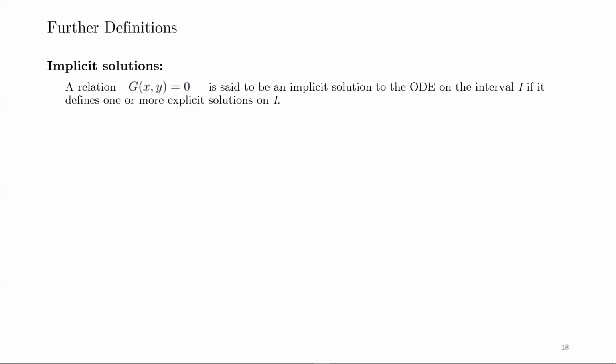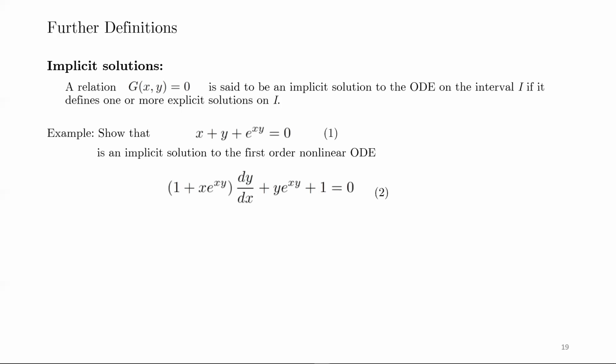Okay, so we looked at explicit solutions where we could write y of x is equal to some function of x. But sometimes that's not possible. So we have something called implicit solutions. We have some function which I'm calling g here, which is a function of two variables, x and y, equal to 0. It's said that this is an implicit solution to the ODE on the interval I if it defines one or more explicit solutions on I. So what does that mean? Well, let's look at it by means of example.